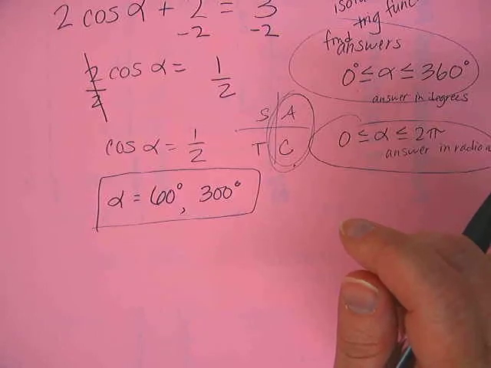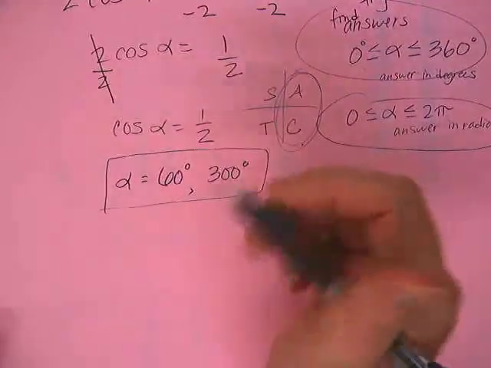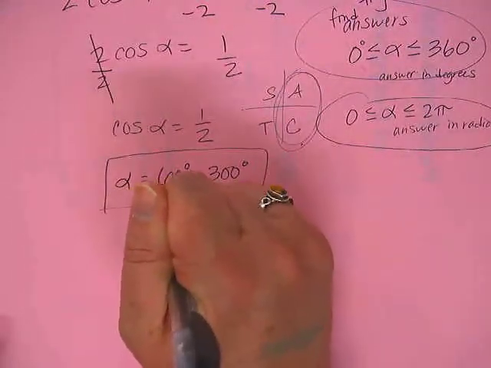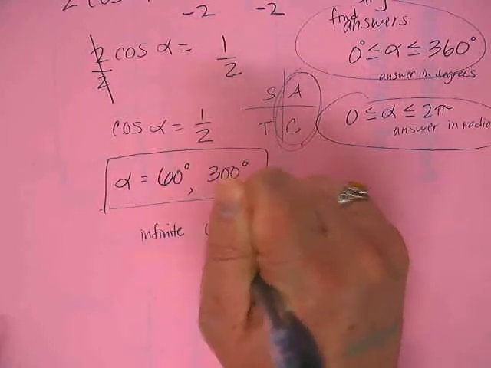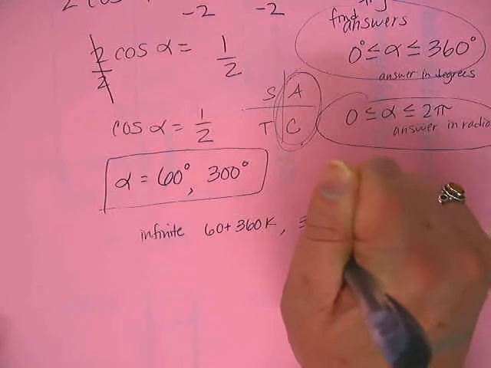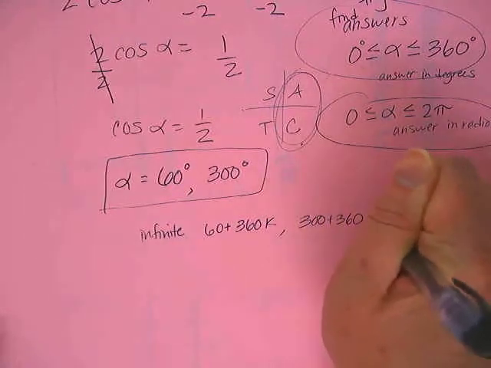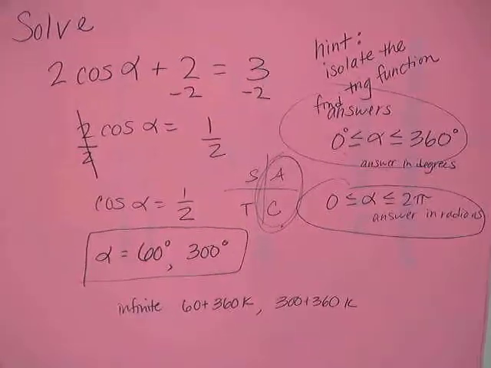If it was infinite, could you just do that? Oh, if this one was infinite? Infinite would be 60 plus 360k and 300 plus 360k, because you just keep going around the circle. So it's just that you limit it to those 2 answers.